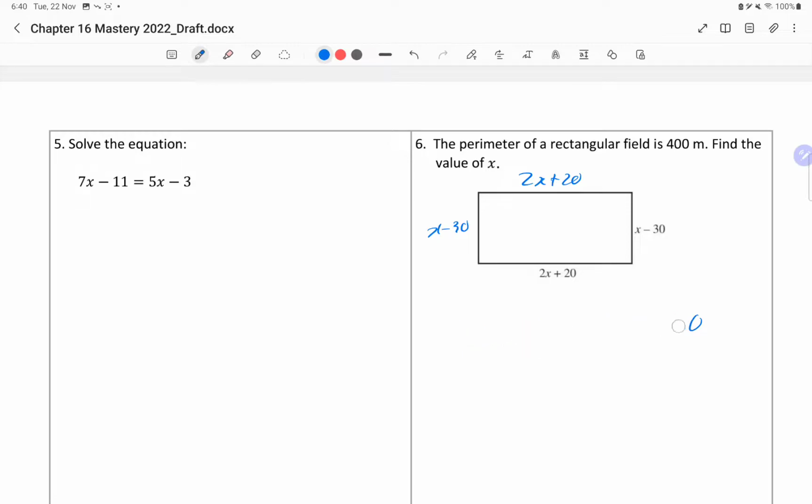Alright. Now an easier way to solve this one is this. Look, perimeter is all four sides, right? But look, a rectangle, if you chop it in half diagonally, half the perimeter is just the width plus the length.